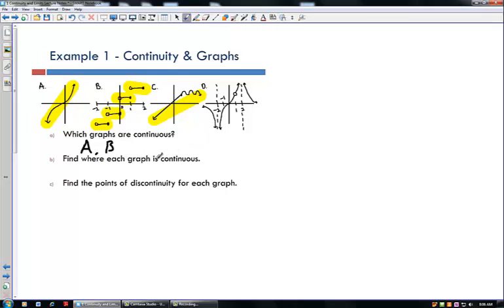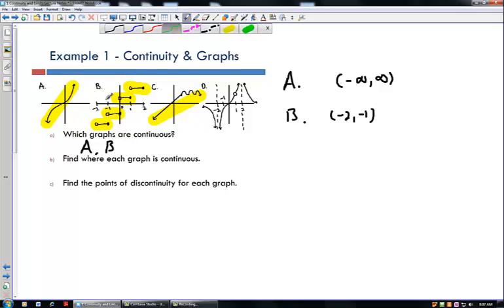Now find where the graph is continuous. Let's look at A, B, and C, and let's do these separately. For A, this graph is continuous everywhere, so I'd say it's continuous on minus infinity to infinity. Now for B, it's continuous on certain intervals. Let's do a different color marker. It's continuous between -2 and -1, and then it's continuous between -1 and 0.